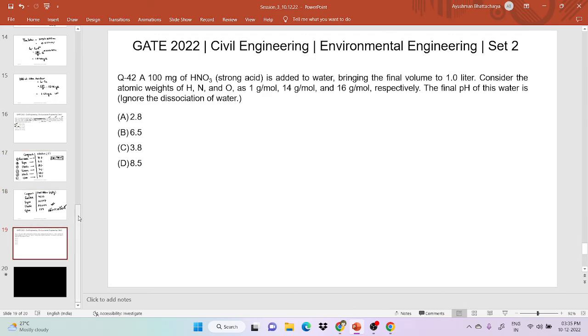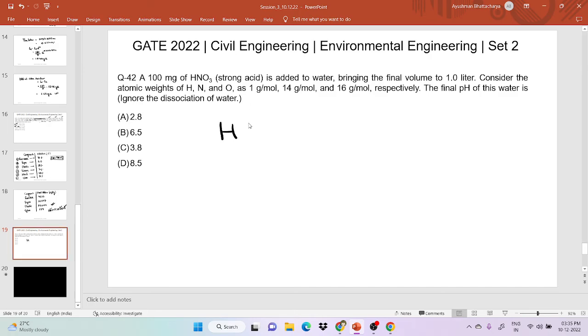Now the last question. The last question says 100 milligram of HNO3, nitric acid, a strong acid, is added to water, bringing the final volume to 1 liter. Consider the atomic weights of hydrogen, nitrogen and oxygen as 1 gram per mole, 14 gram per mole and 16 gram per mole respectively. The final pH of this water is... Ignore the dissociation of water.